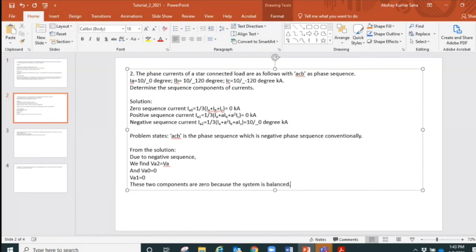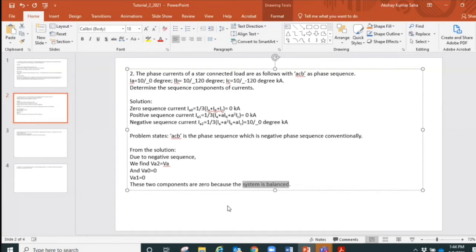This VA2 is equal to VA and the other two are 0 because of two things: negative sequence and the system is balanced. So we need to always make sure that we note these two things, the sequence and whether the system is balanced or not. Right, is that clear to everyone? I give you a moment to write down.